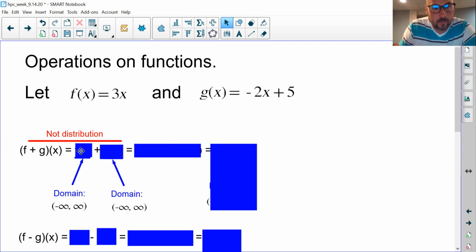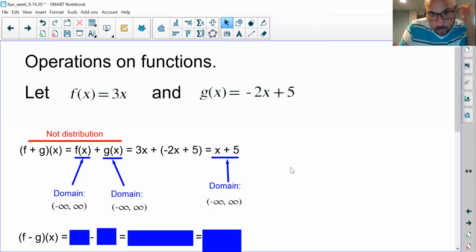F plus g of x is the same thing as f of x plus g of x. And you know what f of x is? It's 3x. It says it right here. And you know what g of x is? It's negative 2x plus 5. So you just add them up, and you would add carefully to get 1x plus 5. And this is a line, and this has a domain of all real numbers. Now, it doesn't have a domain of all real numbers because this is a line. It has a domain of all real numbers because this is created from two functions that have a domain of all real numbers.